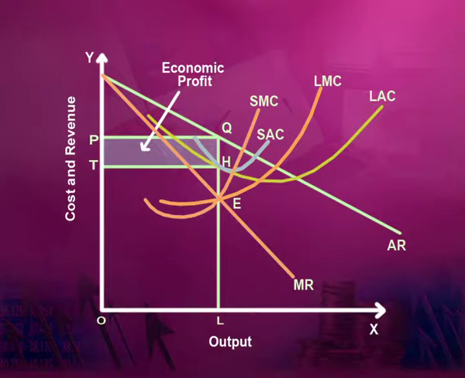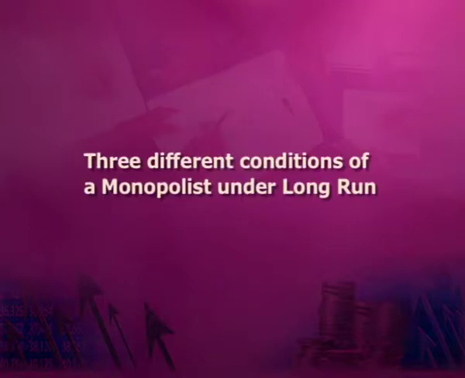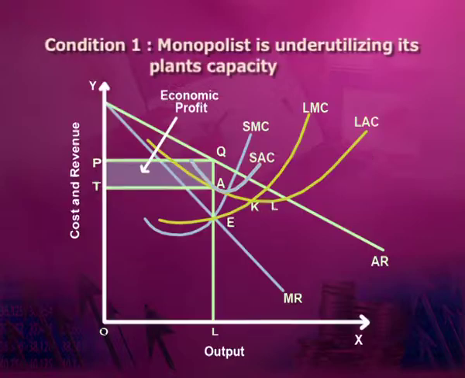The point where MR meets SMC, LMC is the point of equilibrium E. There are three different conditions of a firm in the long run. First, the monopolist is operating at suboptimal size and is underutilizing its plant's capacity. Here the LAC is minimum at L, but the optimal use of the existing plant is at K and actual utilization is at A. Point of equilibrium E is on the left of the least cost point on SAC, thus underutilizing the existing plant.